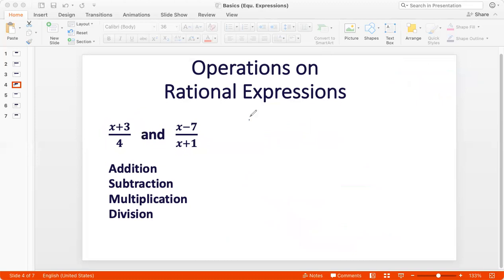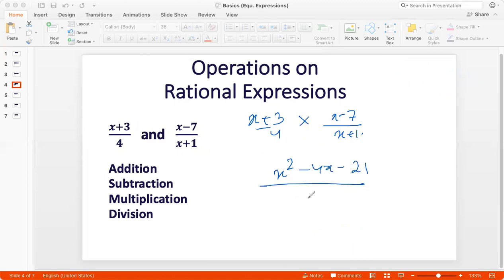When we multiply two polynomials, we basically multiply their respective numerators and the respective denominators. So I would multiply x plus 3 with x minus 7, which becomes x squared minus 4x minus 21, and the denominator 4x plus 4. So that's the product. And division with a polynomial is the same as multiplying with its reciprocal, right?